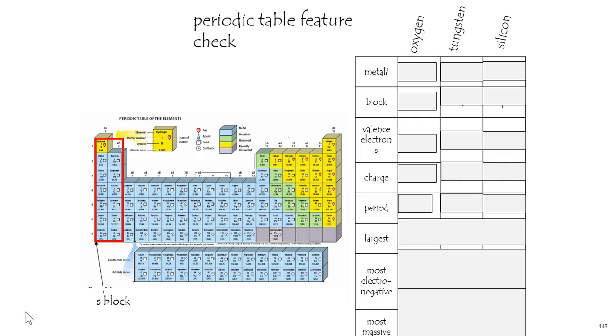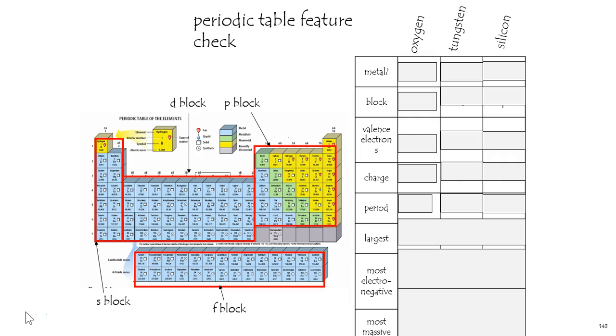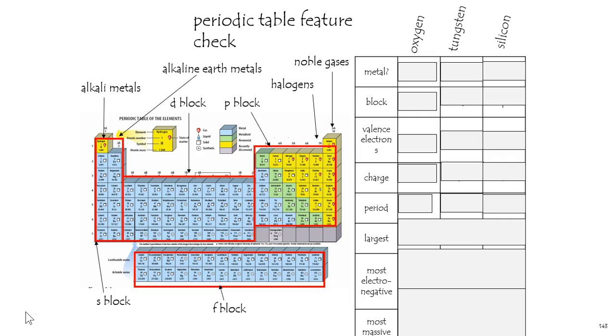That would be the S block, P block, D block, F block. Alkali metals, alkaline earth metals, halogens, noble gases. How'd that go for you? Do another lap if you need to. Okay, let's fill in these blanks on the table.